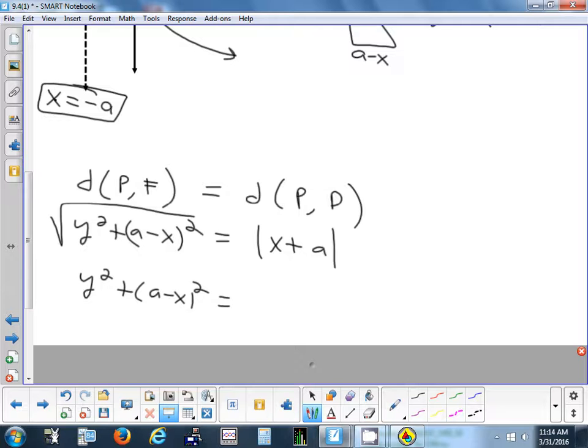And now, if I square what's on the right, I don't need absolute value anymore. Anytime you square something, it's always what? Positive. It's always positive.